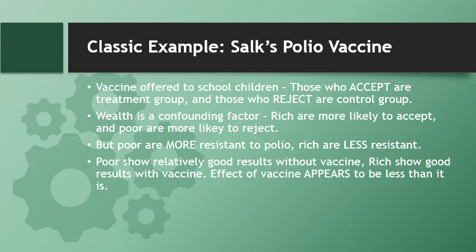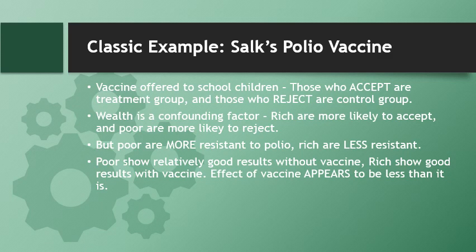Now, one more twist in this problem is that the poor are more resistant to polio, because polio is a disease of hygiene. When there is poor hygiene, then children are exposed to polio and they develop resistance and immunity. But living in hygienic surroundings, children do not get exposed to polio and therefore they have less immunity.